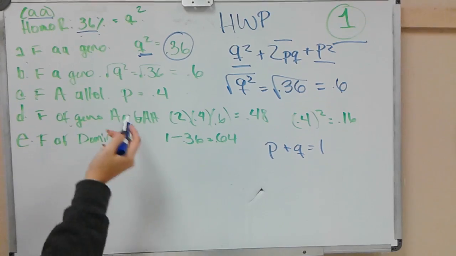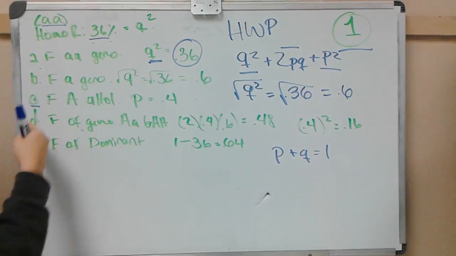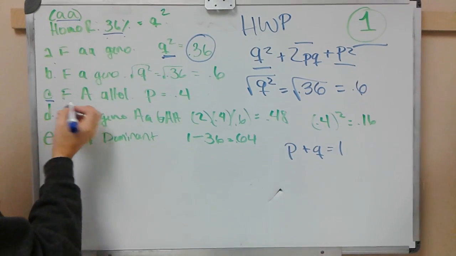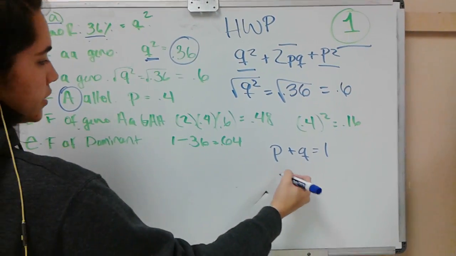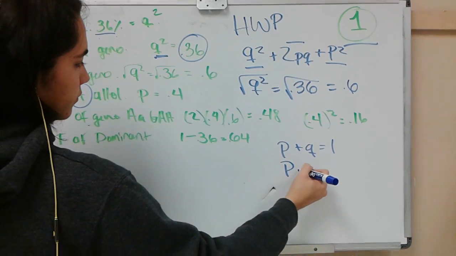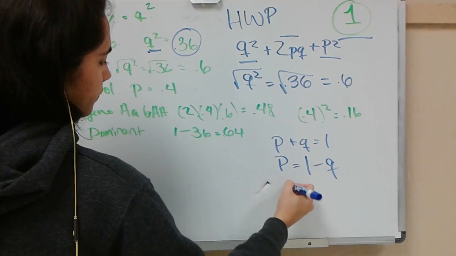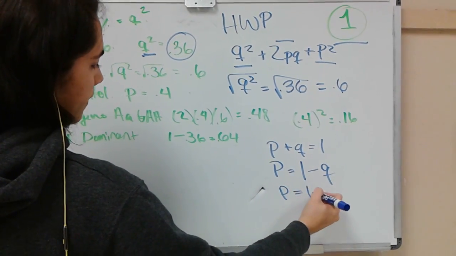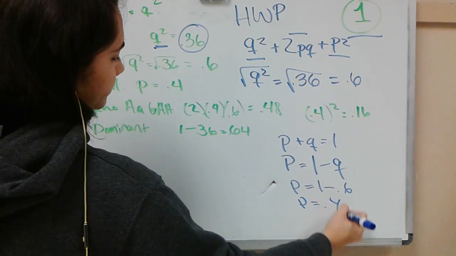Okay, so that's what we're going to do for question C, which is asking the frequency of the A allele in a population. So what we're going to do is take p, which is going to be equal to 1 minus q. And we're going to plug in q, so it'll be p equals 1 minus 0.6, and p is going to be equal to 0.4.